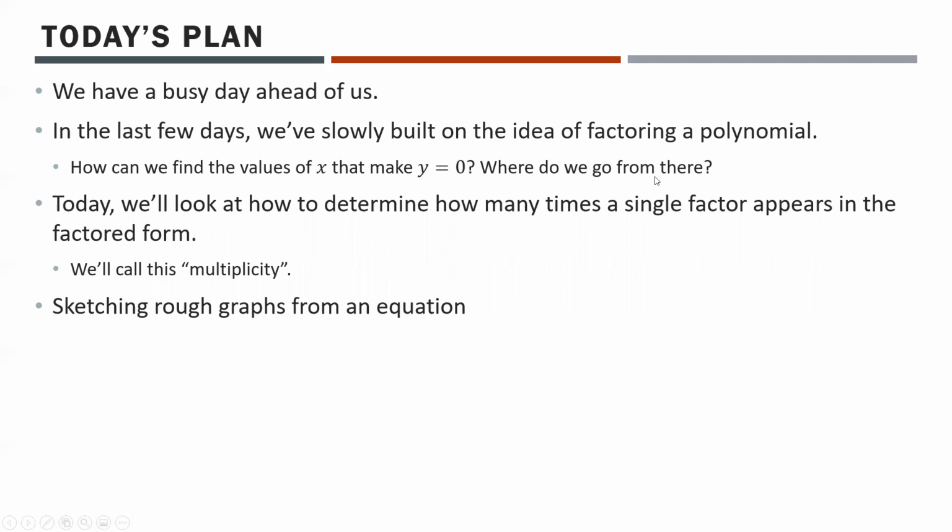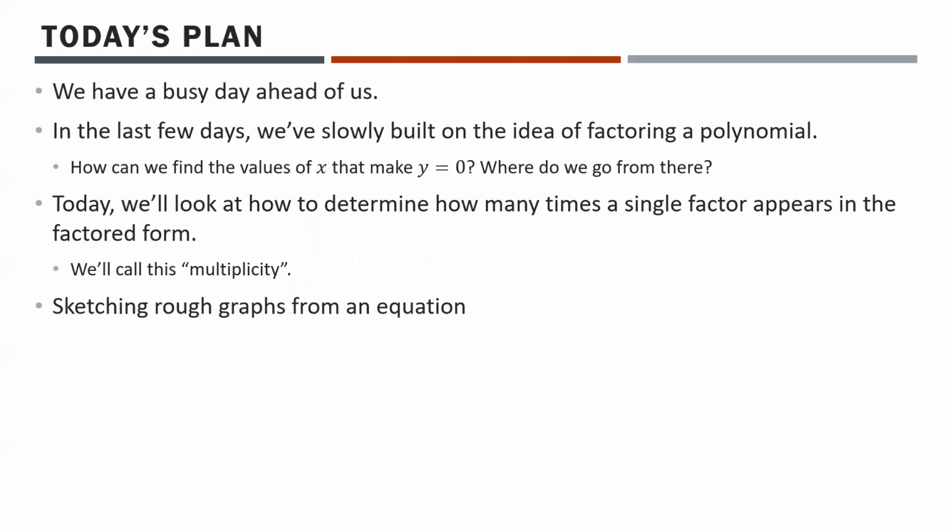So just to refresh your memory, how can we find the values of x that make y equal to 0? You might remember I told you there was a really nice shortcut of using your graphing calculator to cheese this a little bit, but there's other ways you can do it without using your graphing calculator, of course. But the better question is, where do we go from there? How do we actually start breaking it down and finding all the factors of a polynomial?